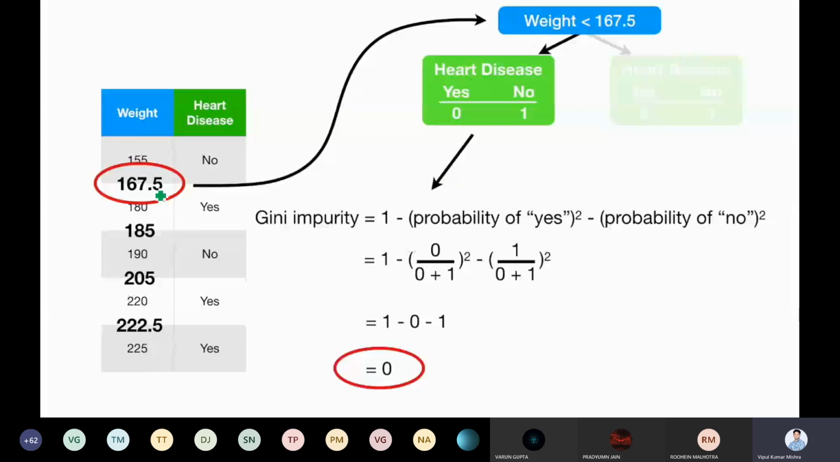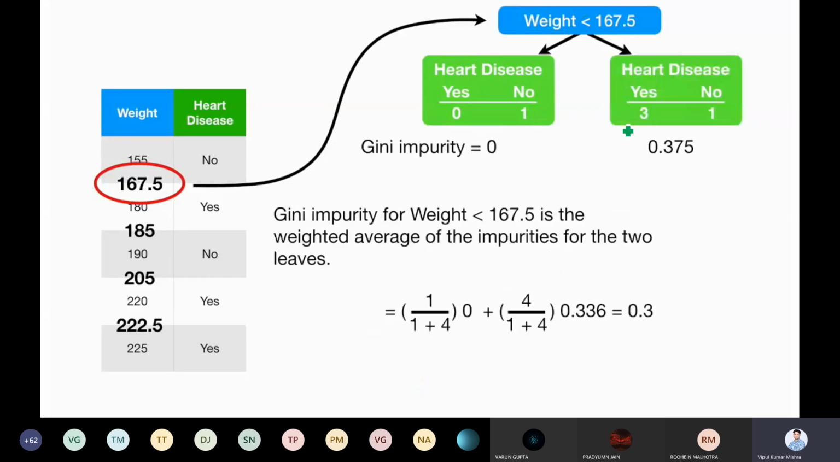So how exactly do we do it? Suppose you have selected 167.5. So you say weight is less than 167.5. It is up to you whether you want to make it equal or not, so that the process is consistent in all places. We say if it is less than this, yes, these are zero numbers. No, this is one number. So you computed the Gini score for this node. Similarly, you will have another node, this is the yes side, this is the no side, and you compute the Gini score for this as well.